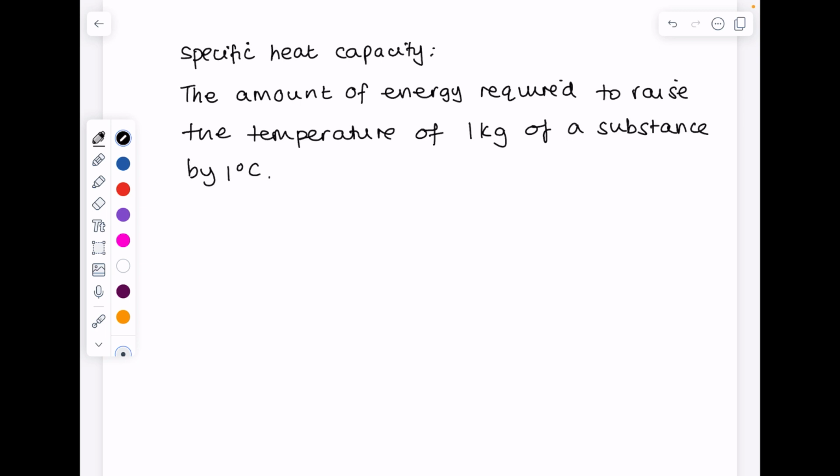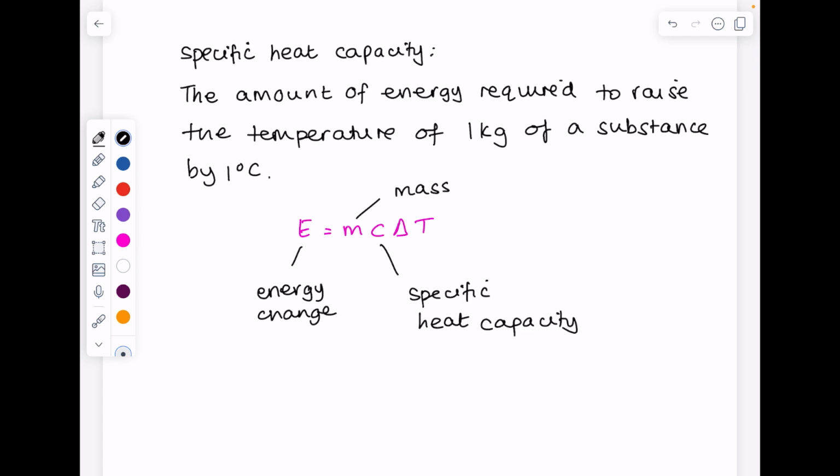In terms of an equation which uses specific heat capacity, you're probably familiar with E equals mc delta T. So E is the energy change, m is the mass of the substance, c is your specific heat capacity, and delta T is your change in temperature. So you could be asked to find any of these quantities in the exam.